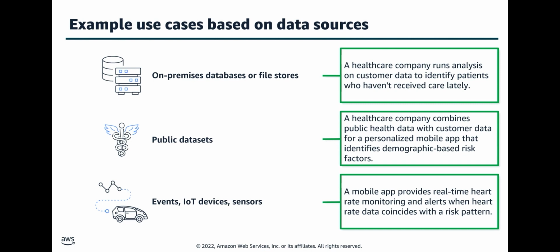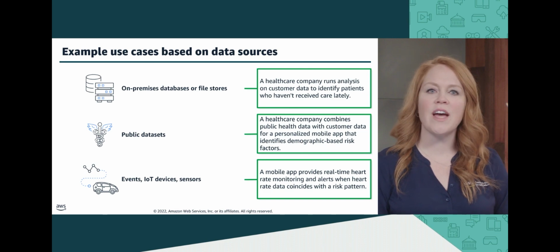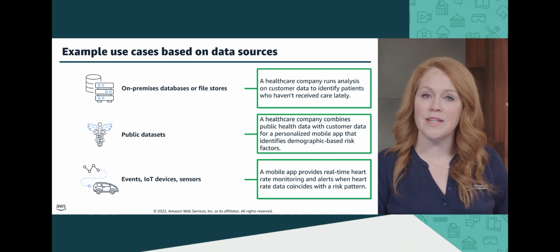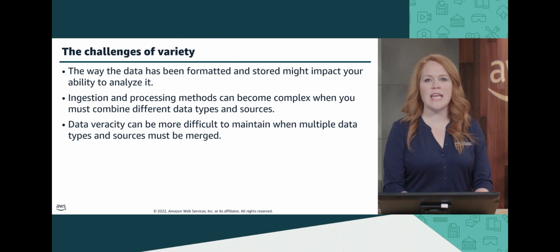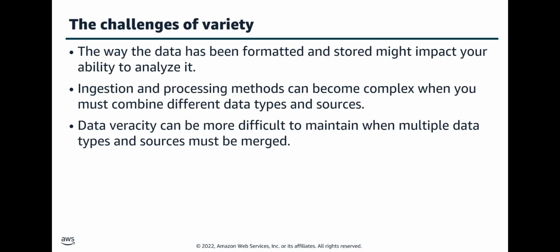If patients had a mobile app that sent real-time heart monitoring data at some interval, the data could be evaluated for anomalies that coincide with known risks. Then, the patient or their doctor could be alerted. You can see in these examples how pulling data from many sources can provide different levels of personalization and prediction. Although there are benefits to being able to pull from different data types and sources, there are also challenges. The available data type might limit the types of analysis that you can perform. Pulling sources together complicates ingestion and processing and might make it more difficult to manage the veracity of your data.